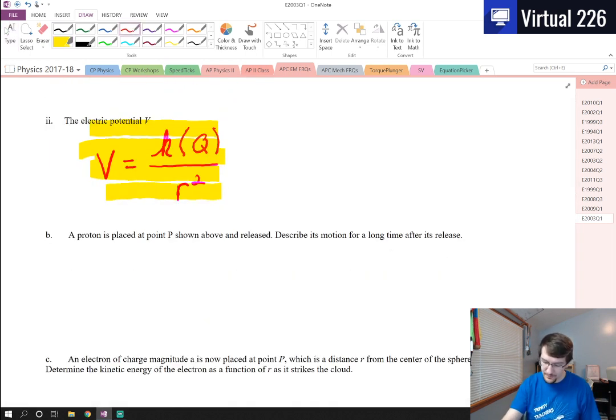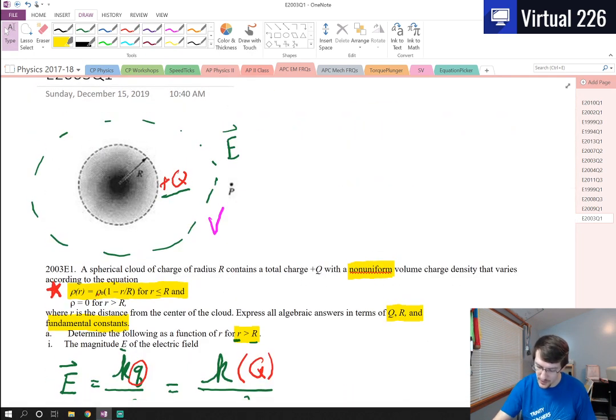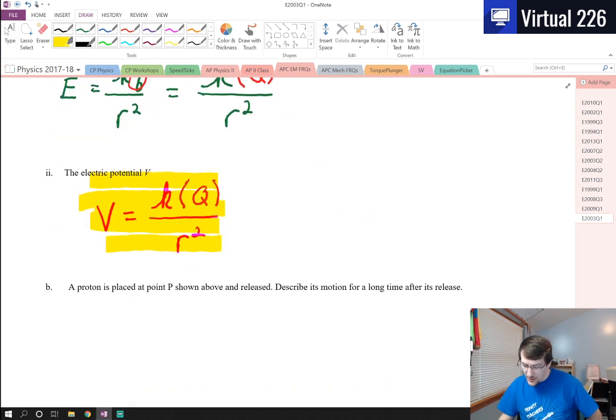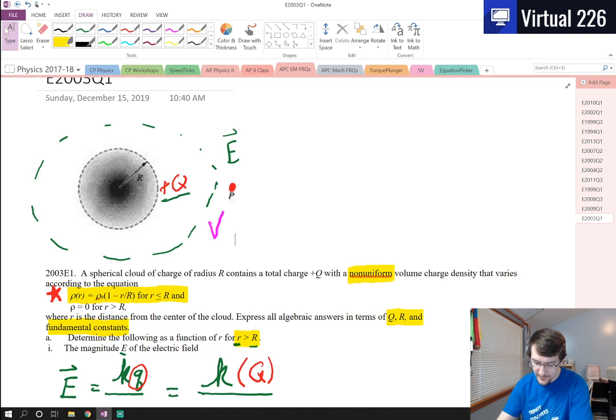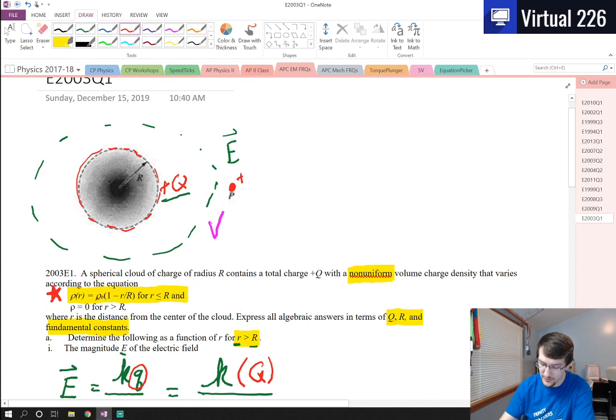What we now have to do, in part B, is consider a proton. It's placed at point P, so we take a proton and put it right here, and we're asked to just describe its motion for a long time after it's released. Well, if all of this is positively charged, and this is a proton, so it is positively charged as well, there are a few things we can say about it. Since these are like charges, this proton is going to move away from the sphere. That's the first thing we can say.